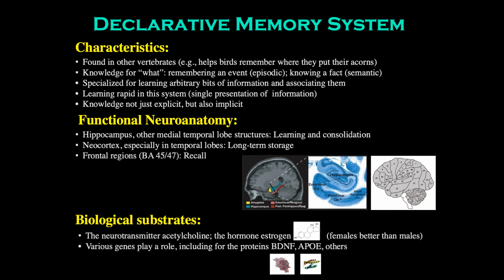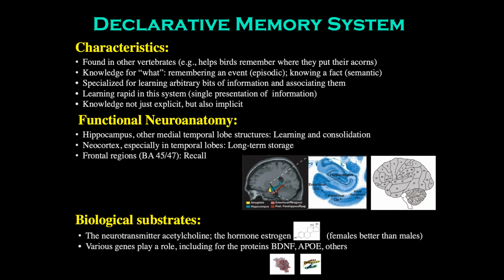How about the functional neuroanatomy? That's what parts of the brain do what. The system is rooted in the hippocampus and other medial temporal structures, such as entorhinal and perirhinal cortex, which underlie the learning and consolidation of new information. So consolidation is stabilization of information over time, including but not uniquely sleep.